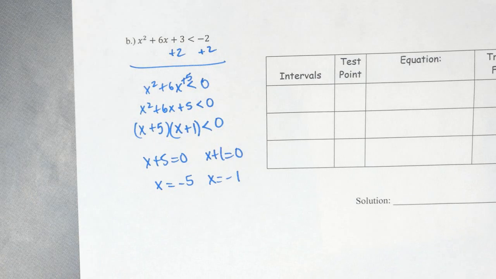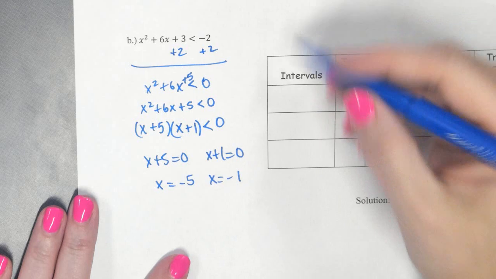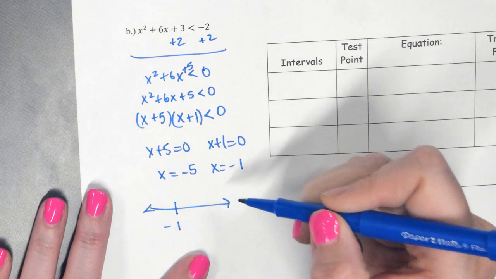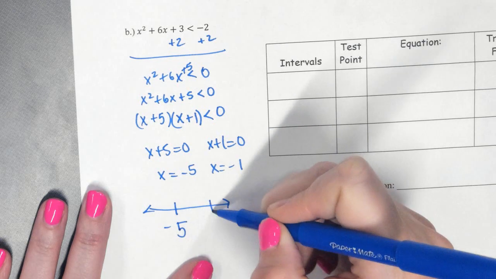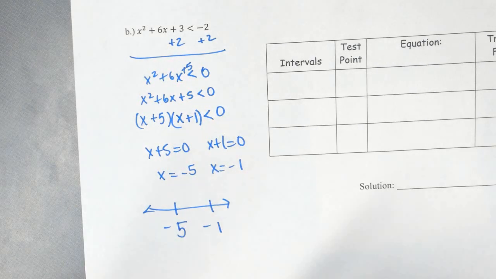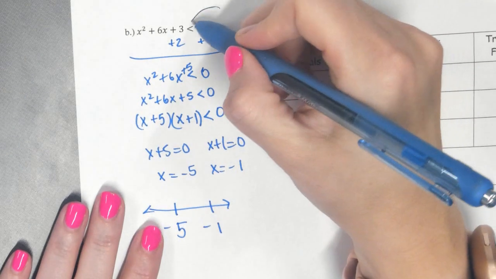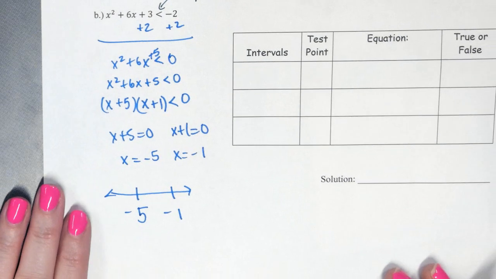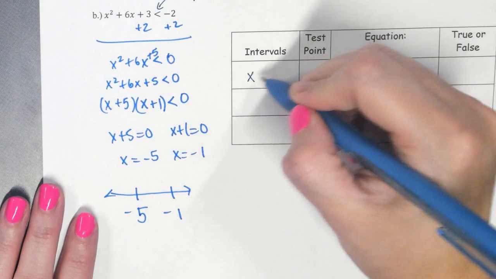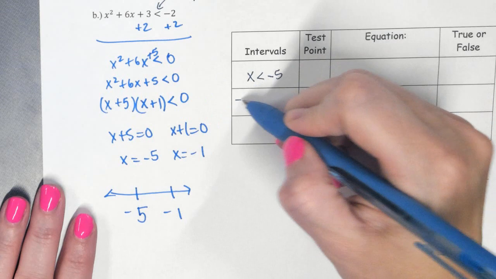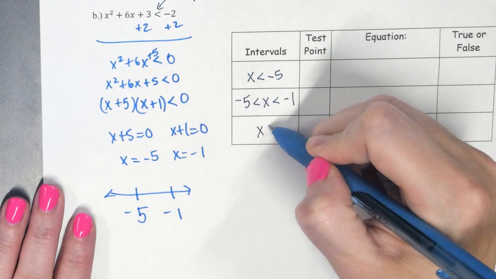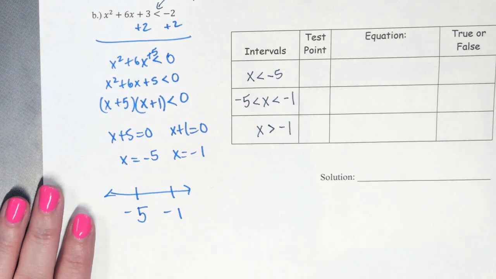Okay, when you're doing the intervals, your intervals are going to be with an equal to or without? Without. And again, that's all based on this. Okay, so if there's no equal to, there's going to be no equal to in the table. Okay, so it's x is less than negative 5, negative 5 is less than x, which is less than negative 1, or x is greater than negative 1.